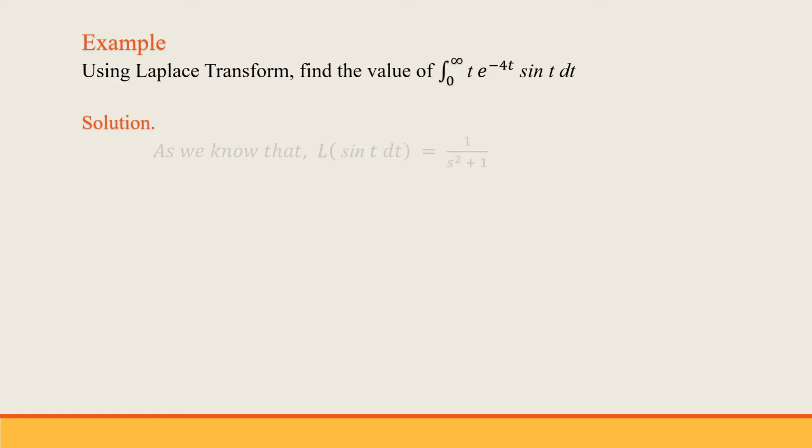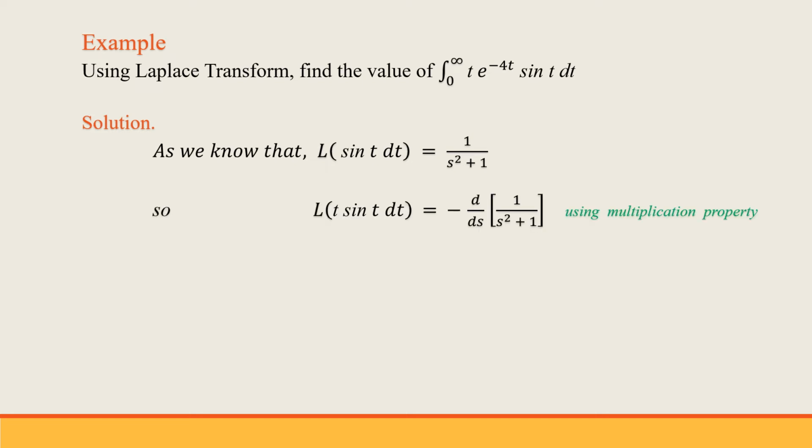So, as we know that the Laplace transform of sin t is 1 by s square plus 1. So, the Laplace transform of t into sin t we can find out by using multiplication by t property. That is minus d by ds of 1 by s square plus 1. Now, see the Laplace transform of t into sin t by the basic definition we can write it as integral 0 to infinity e raised to the power minus st into t into sin t dt, which is equal to 2s by s square plus 1 whole square, that we can find out by solving the differentiation.